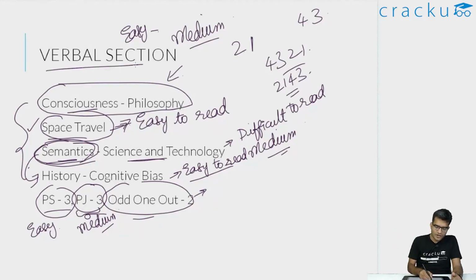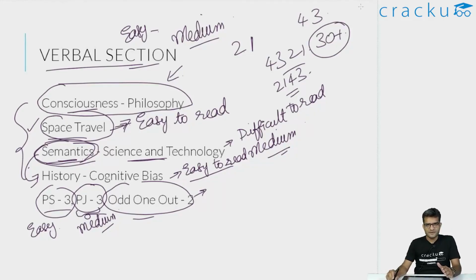So overall, I would say a good mark in this verbal section would be 30 plus. If you are scoring 30 plus in this section, I think you have done fairly well. If you are able to score 40 plus, I think you have done exceptionally well. And if you have scored less than 15 in this particular section, then I would say you would have to work harder and try to improve your score. If you are somebody who is aiming to score a very good percentile in CAT, then definitely you should try to score 30 plus in this section.